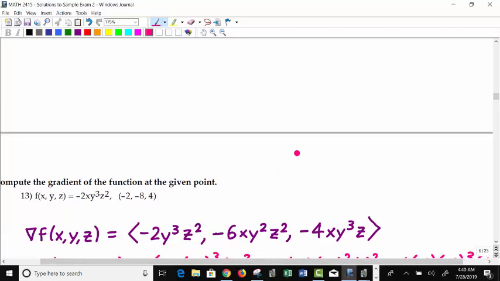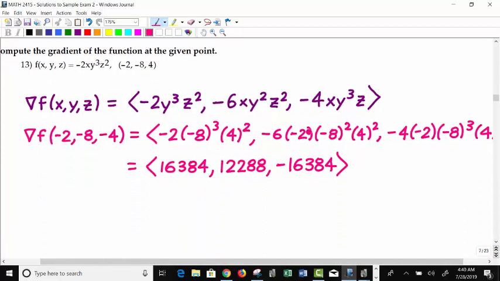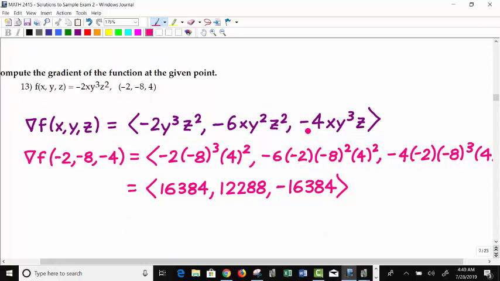Number 13, the gradient. So the gradient's a vector, and its components, in this case for 3 variables, will be fx, fy, fz. This one shouldn't be too bad. The x partial, the derivative of x is 1, so it'll just be negative 2y cubed z squared. The next one, the derivative of y cubed will be 3y squared, so it makes it negative 6xy squared z squared.